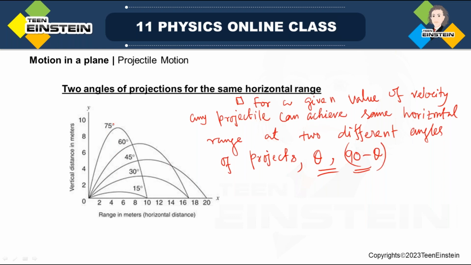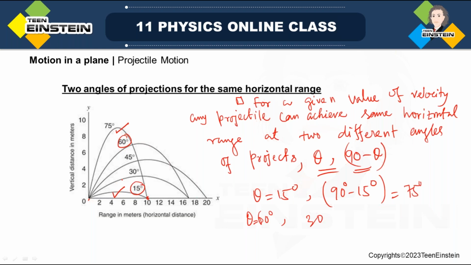Look, I'll take up any angle, suppose theta is 15 degree, so 90 minus theta will be how much? 90 minus theta will be 75 degree. Look at this figure, this is for 75 degree, this is for 15, so same horizontal range. Now look with 60. If theta is 60, then another angle is 30. So 30 and 60, this is the curve for 30, this is the curve for 60. Look at these two, I'll just remove the other one.